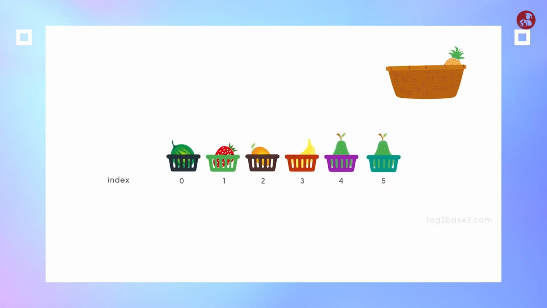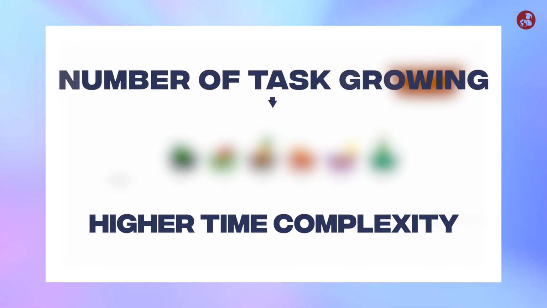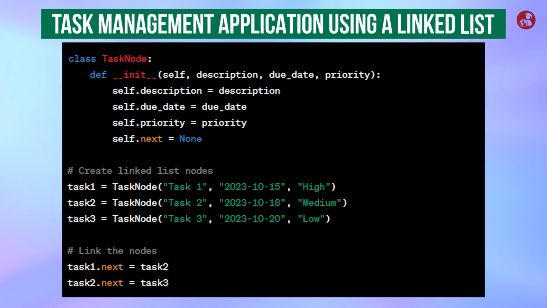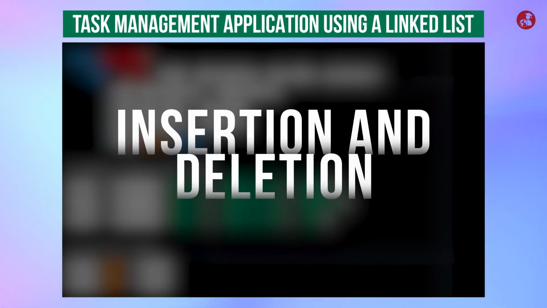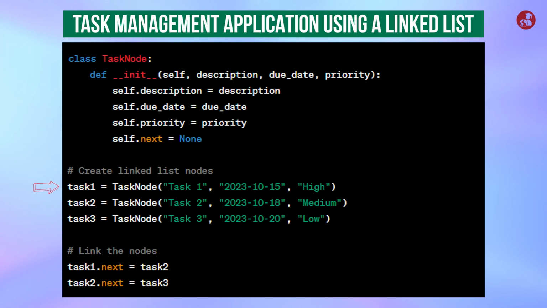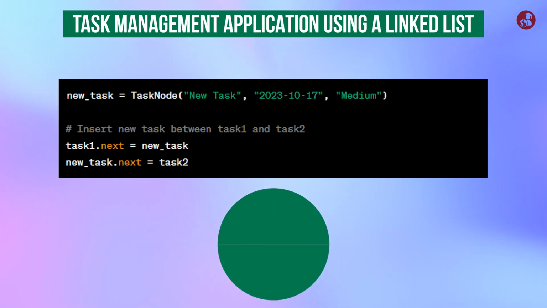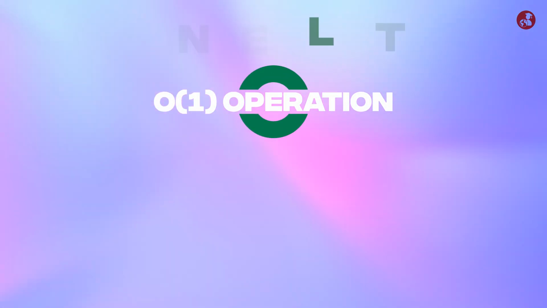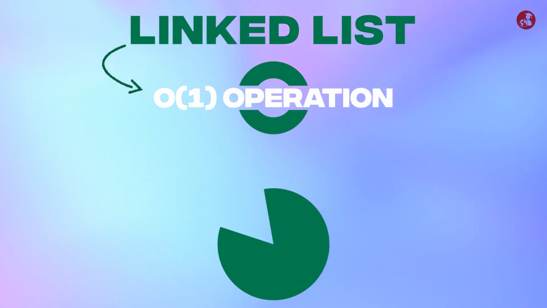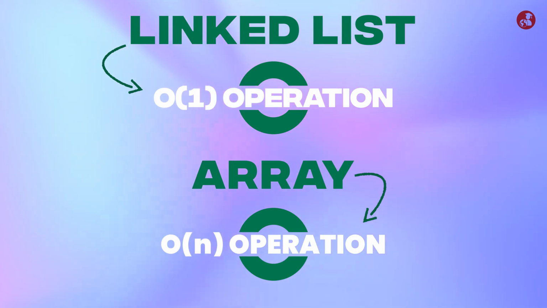Now let's say you want to insert a new task between task 1 and task 2. To do this, you would need to shift all the tasks after the insertion point, resulting in higher time complexity in the case of an array, especially as the number of tasks grows. But using a linked list, for the same scenario, insertion and deletion are often more optimized. To insert a new task between task 1 and task 2, you only need to adjust the pointers, making it a big O of one operation. In contrast, similar operations in the array may require shifting elements, resulting in big O of n time complexity.